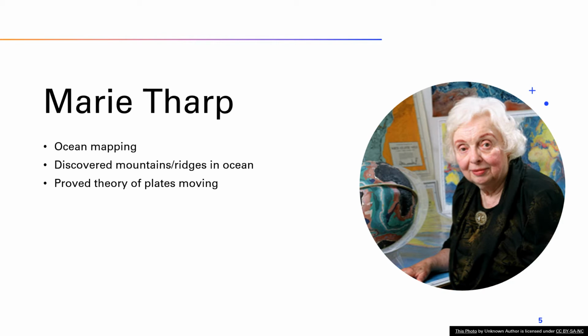The ridges in the ocean were more evidence that the seafloor was spreading. Marie Tharp proposed the idea of seafloor spreading, but was overlooked because she was a woman. However, she was right all along.